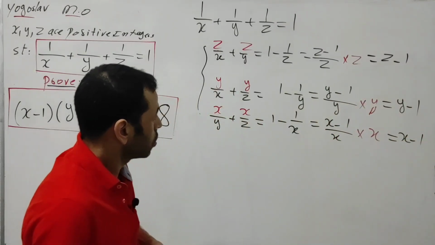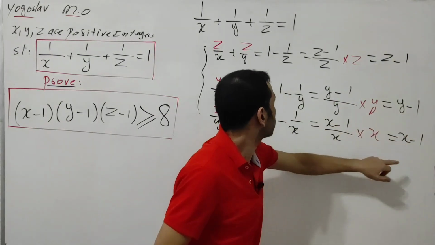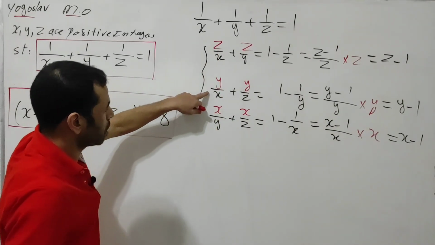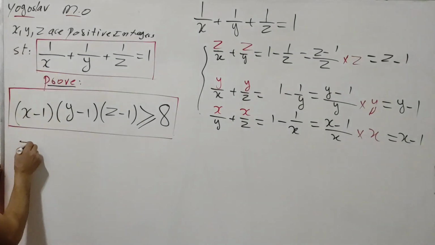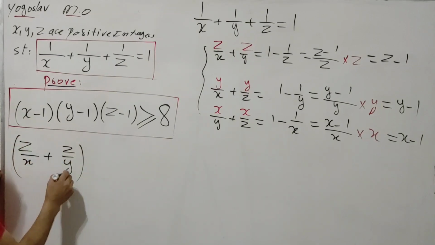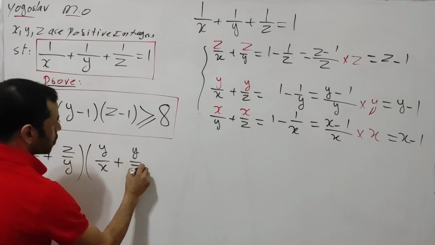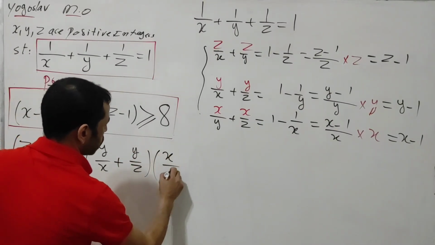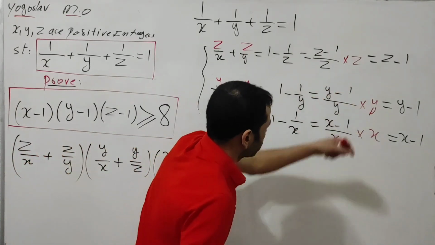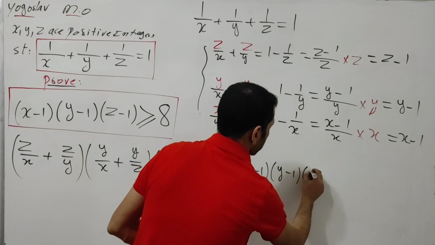Okay. So now I'm going to make a product, by multiplying this one by this one and by this one, to make a product for the left hand side of this equation as well. So I will have this one multiplied by this one and multiplied by this one. I will get (z over x plus z over y) multiplied by (y over x plus y over z) multiplied by (x over y plus x over z) is giving us this product. I will have (x minus 1)(y minus 1)(z minus 1).